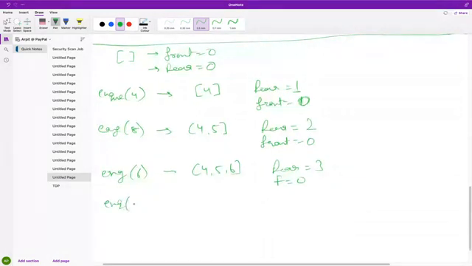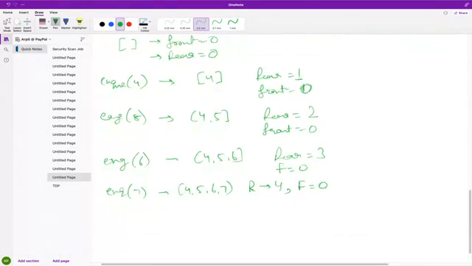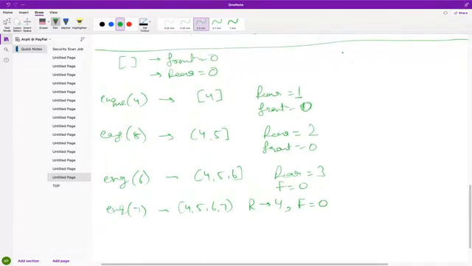Again enqueue 7: 4, 5, 6, 7. Rear is at 4. Front is at 0 still. Okay, guys, now we want to delete something from this queue. Now there are 4 people standing in the queue. You can visualize it like this: 4 has entered, 5 has entered, 6 has entered, 7 has entered.